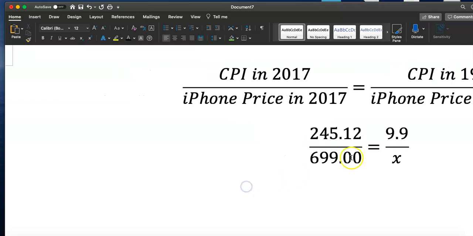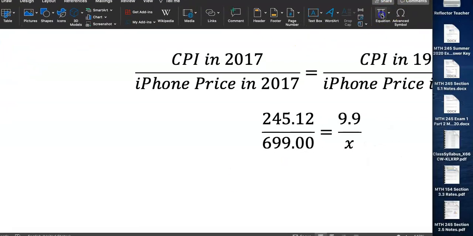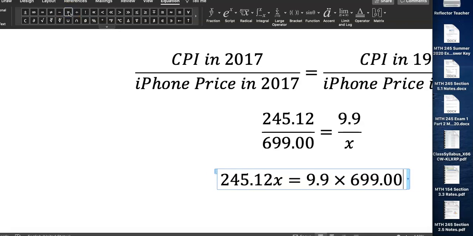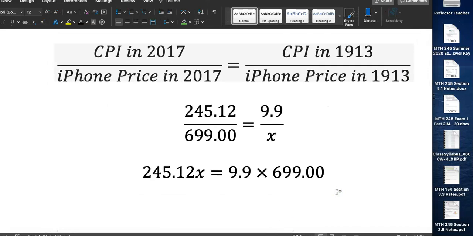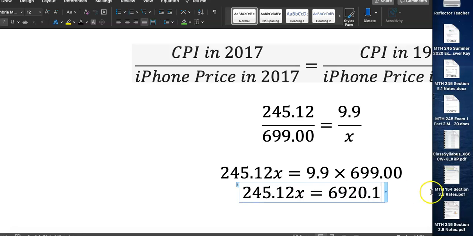You do know how to solve this by cross multiplying. So if you find the cross products, that's going to be 245.12 X equals 9.9 times 699.00. Now guys, I'm just doing this math because I want to see the answer first before I use Excel to calculate it, because it's going to make me feel a lot better if I actually know what the answer is. So right side, let me evaluate that on my little calculator. I'm going to go ahead and type in 9.9 times 699, and that came out to be 6,920.1. Now, let me go ahead and divide both sides by 245.12.